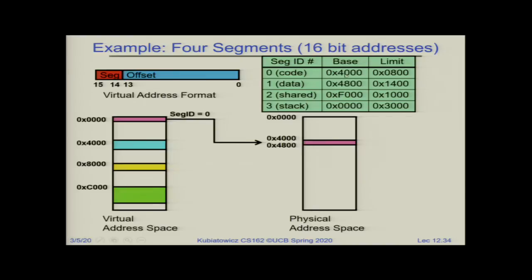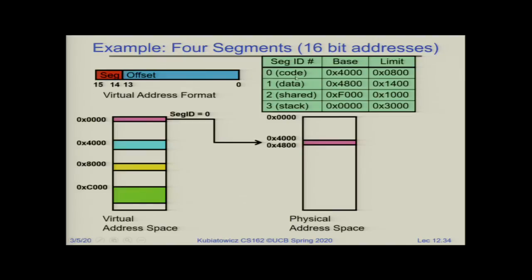Segment 0 has a base of 4,000 hex and a limit of 800 hex. Notice that means anything within this part of the virtual address space gets translated to this part of the physical address space. Why? I take any address in here, I strip off the top 2 bits, which I know are 0, because I'm in this region here.